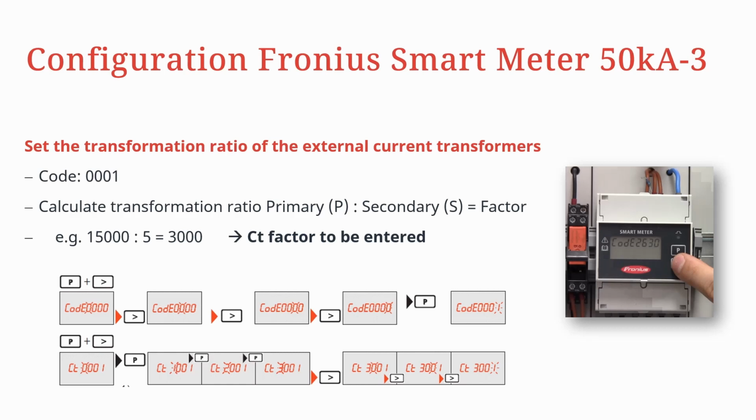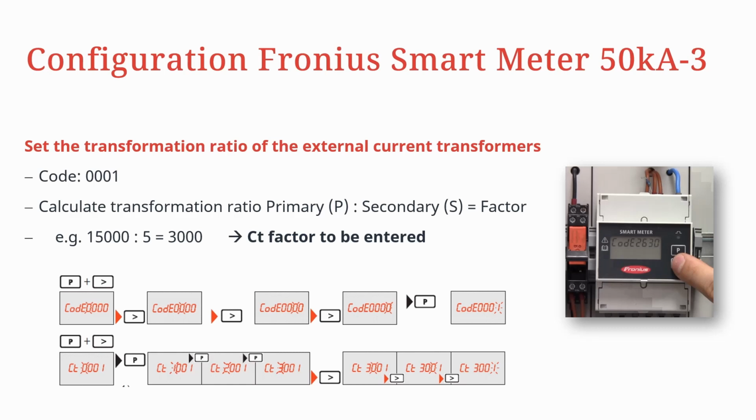And once the correct code has been entered, confirm it again by pressing P and the arrow button at the same time. And after this step, the smart meter should open the menu for the CT value. So here we have taken a ratio of 50,000 to 5 as an example. So which means that our CT value is 3000.